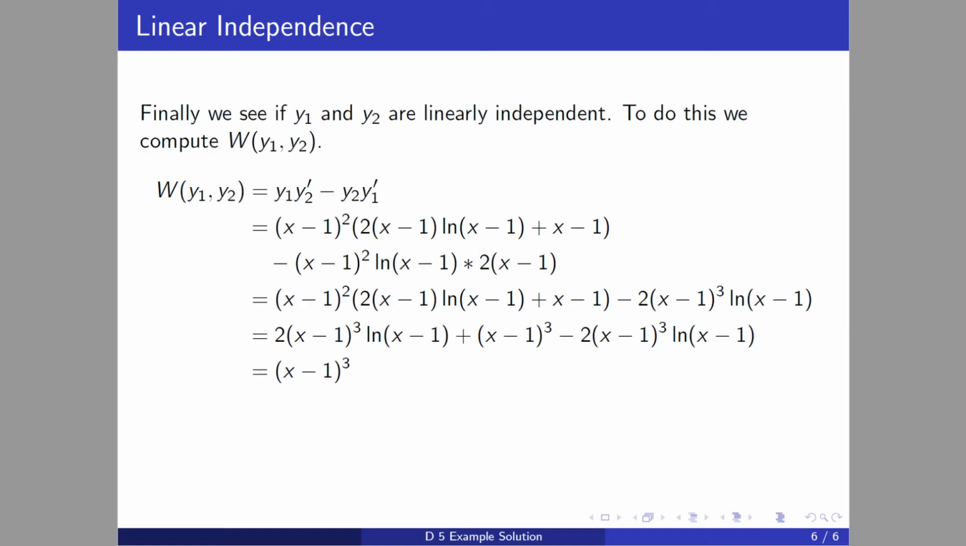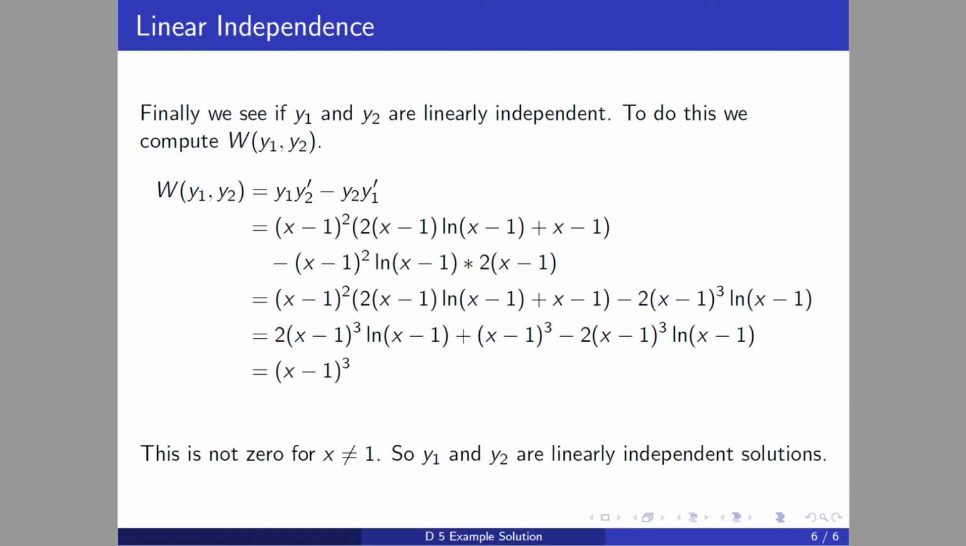And those log terms cancel out, and what we're left with is (x-1)^3, which is not always not equal to 0. In fact, if you tried to plug 1 in, you would get 0. But 1 was specifically that value we were avoiding. 1 is not a place where p and q are continuous, so we actually don't need to worry about it. So the fact that this is non-zero for x not equal to 1 is all we need, and that means that y1 and y2 are linearly independent solutions. And this finishes the problem.